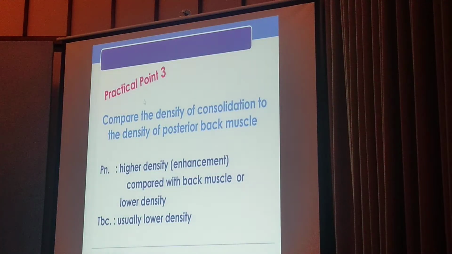Practical point 3: compare the density of the consolidation to the density of the posterior back muscle. Usually, pneumonia is higher density than back muscle because of enhancement, while tuberculosis is usually low density. If the consolidation is higher density on contrast CT, the cause must be pneumonia, not tuberculosis.